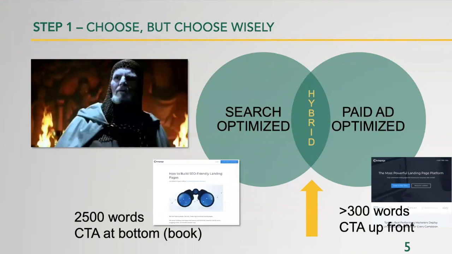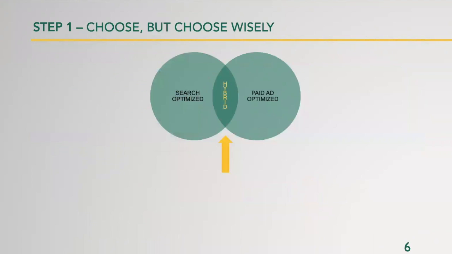But the first thing, step one in our six simple steps, is really to make sure you're talking about the right thing. Internally, we've struggled with this a lot, which is, what kind of landing page is this that we're building? Is it more search? Is it more paid? Or are we just going to split the difference down the middle? And I got to tell you, we end up in the middle most of the time.